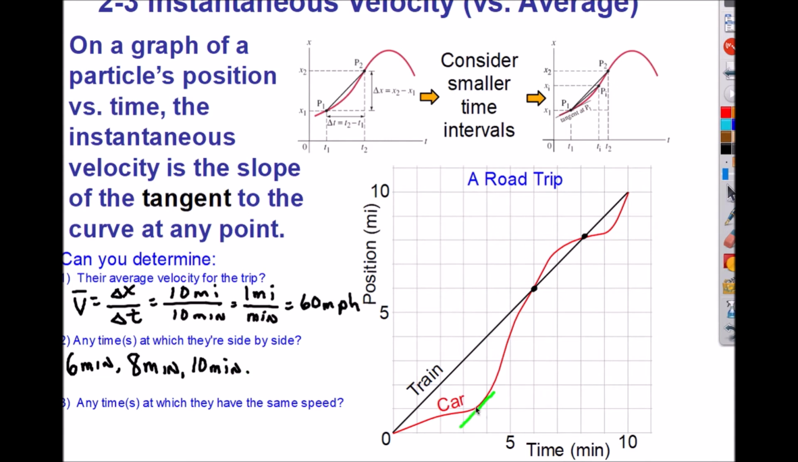we get a point where the slope of a line tangent to the curve is about the same as the train's line, and we would say that occurs maybe at about 1, 2, 3, I'm going to say right around there, maybe almost 4 minutes. So at about the 4-minute time interval, the car and train have the same speed. Now as I continue on and look through here, I can see that another point in time occurs right around here. We see that occurs at around 7 minutes.